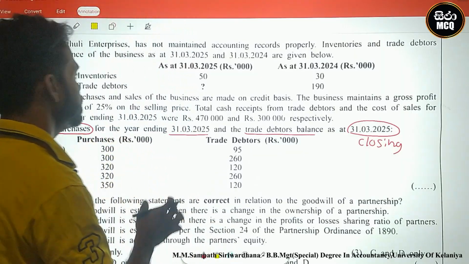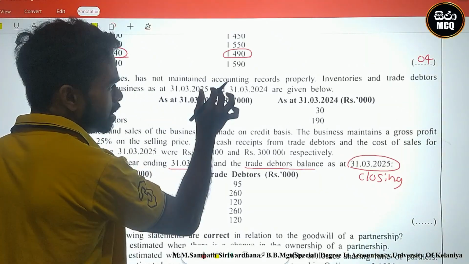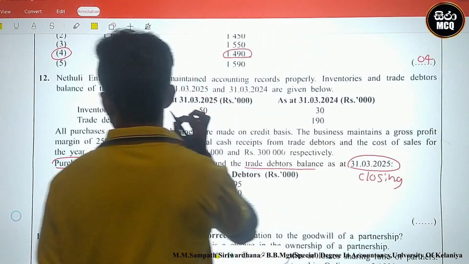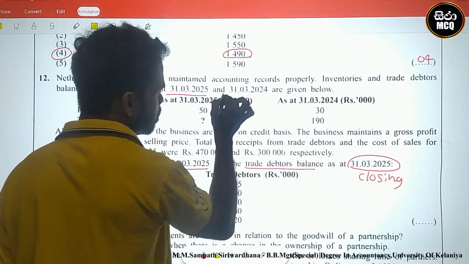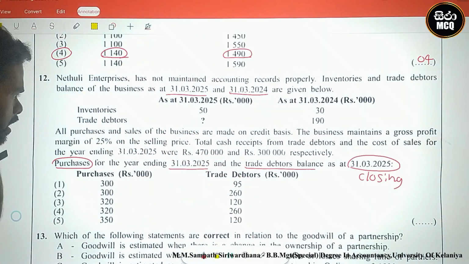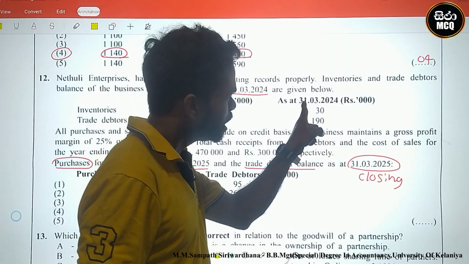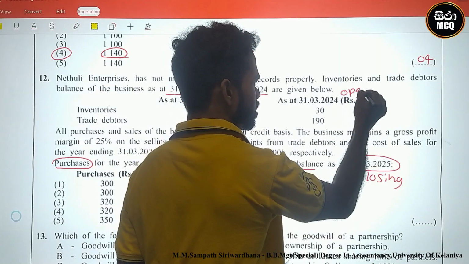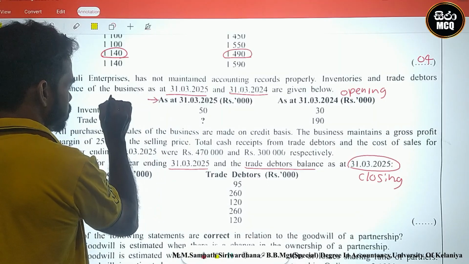To identify these answers, look here. Firstly, Nethuli Enterprises has not maintained accounting records properly. Inventories and trade debtors balance of the business as at 31st March 2025 and 31st March 2024 are given below. 2024 is old, therefore this is the opening balance. What is the closing? Closing is 2025.